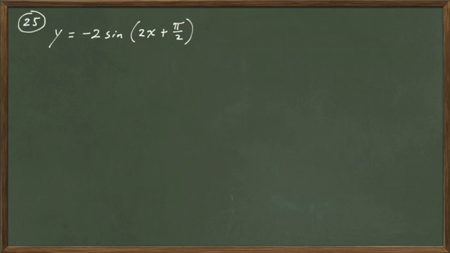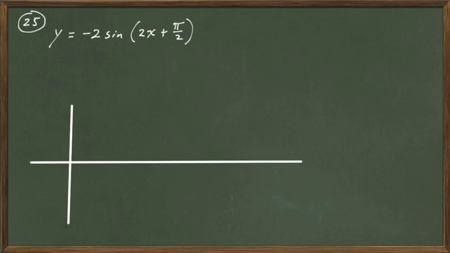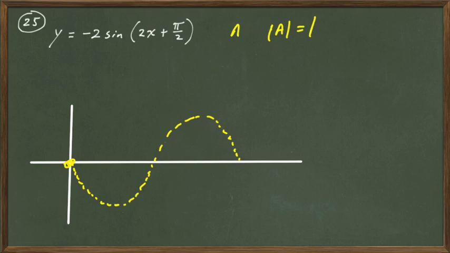Okay, number 25 is a sine wave, so I'm going to sketch it. It's going to start at the origin like all sine waves do. However, it may not be, eventually, because it's going to have a phase shift. Most sine waves start upward, but because it's a negative, it's going to come down and then back up.